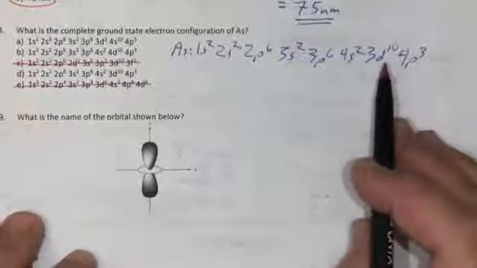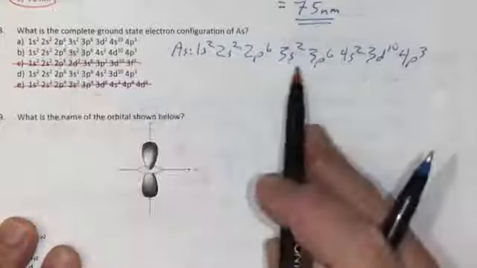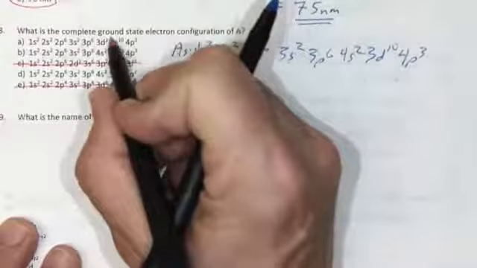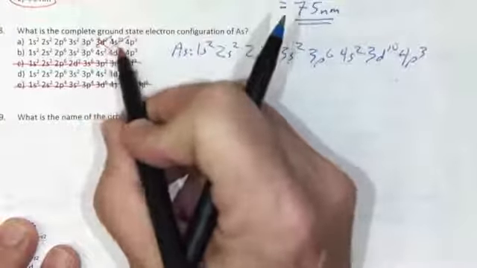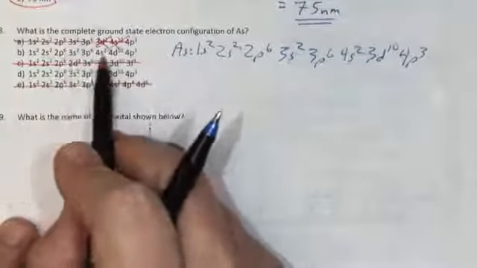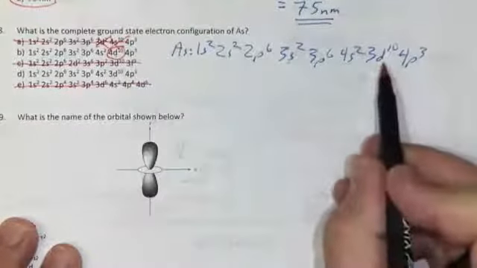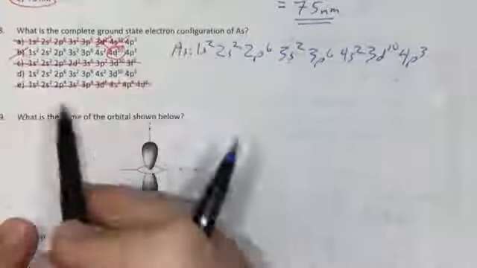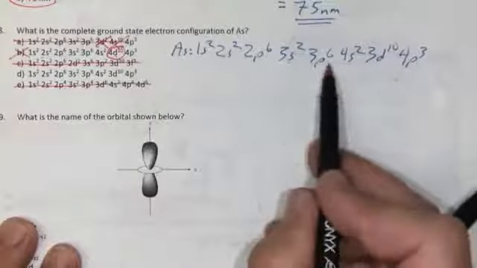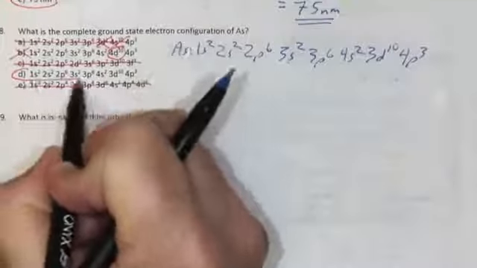So let's look at each of these. 1s2, 2s2, 2p6 is correct so far. 3s2, 3p6. Then it says 3d2, 4s10. So that's not correct. You can't have 10 electrons in a 4s orbital, so it's not A. I look at the next one. 1s2, 2s2, 2p6, 3s2, 3p6, 4s2. Now this says 4d10. It's not 4d10, it's 3d10. And so it can't be B. So it's got to be D. 1s2, 2s2, 2p6, 3s2, 3p6, 4s2, 3d10, 4p3. And so D is the correct answer.